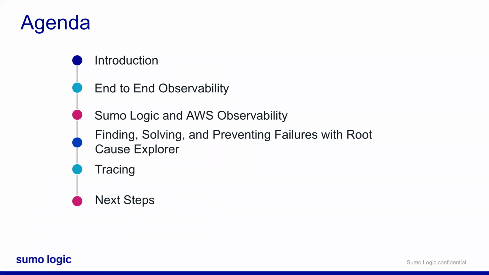So an agenda for today, we'll be sticking to this pretty closely. Going to do the intro, which we're doing right now. Going to talk about end-to-end observability, do some definition, some level setting, make sure we're all on the same page as we have this conversation. Then we're going to talk about Sumo Logic and AWS observability. So how do they tie together? How does one help the other? And then, as mentioned, looking at that root cause explorer, going to be able to find and solve and prevent failures with it. And then look at tracing as another tool or feature of Sumo Logic to help you with that observability. And then next steps. So that's the plan for today.